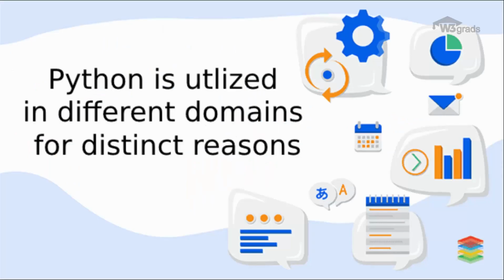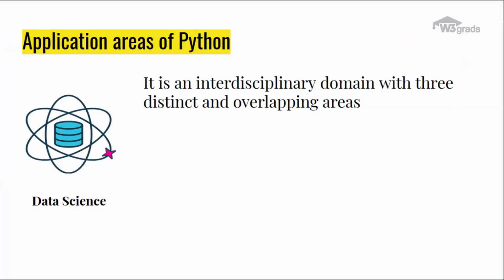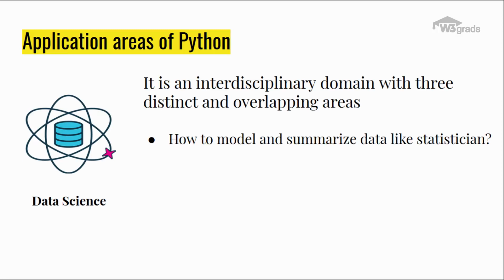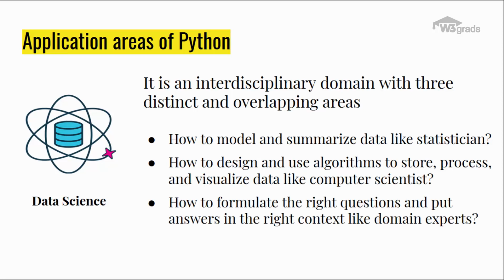Python is utilized in different domains for distinct reasons. Here, we will discuss 7 application areas of Python programming language. The first one to begin with is data science. Data science is an interdisciplinary domain that comprises 3 distinct and overlapping areas. How to model and summarize data like a statistician. How to design and use algorithms to store, process, and visualize data like a computer scientist. How to formulate the right questions and put answers in the right context like a domain expert.